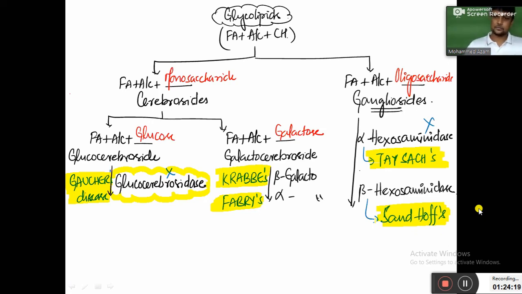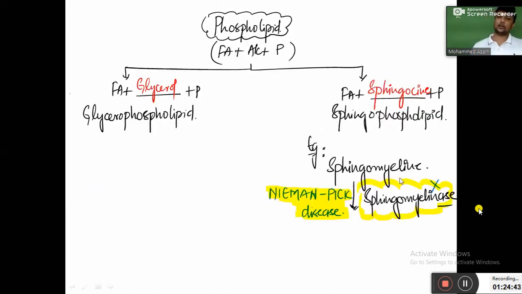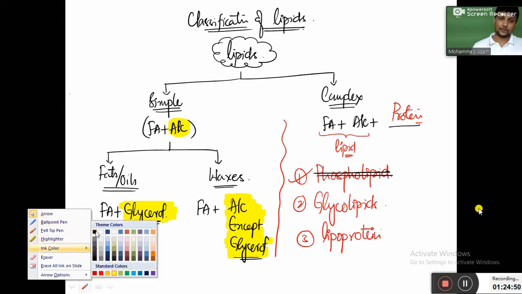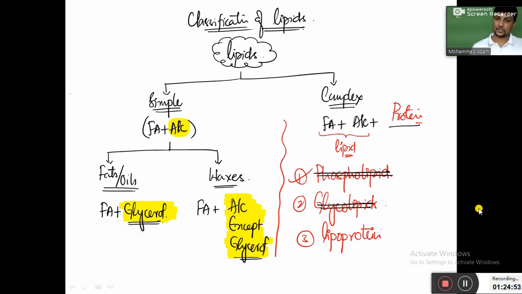Enzyme, disease name. Okay, let us just repeat once. Alpha hexosaminidase deficiency, Tay-Sachs. Beta hexosaminidase deficiency, Sandhoff. Alpha galactocerebrosidase deficiency, Fabry's. Beta galactocerebrosidase deficiency, Krabbe's. And glucocerebrosidase deficiency will lead to Gaucher's disease. Is it okay? And in the last topic we learned sphingomyelinase deficiency will lead to Niemann-Pick disease. Coming back to our main classification, we have now completed phospholipids as well as glycolipids.